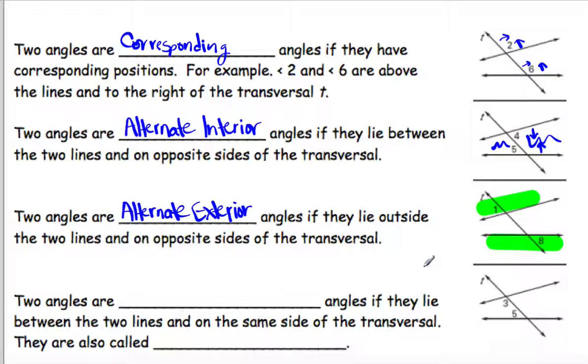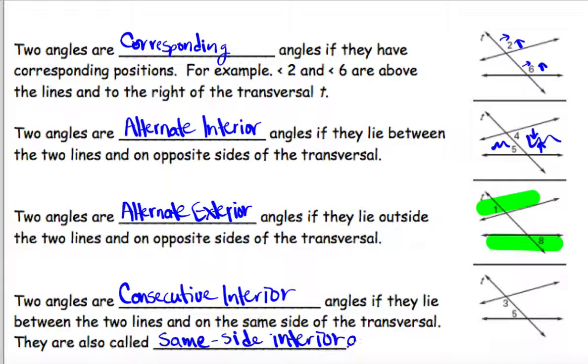lines and on the same side of the transversal. And these ones have two names. These are called consecutive interior angles, and they're also called same side interiors. And that name speaks for itself. They're on the same side and they are on the interior. You may refer to them as either name, whichever you're able to remember, consecutive interior or same side interior angles.